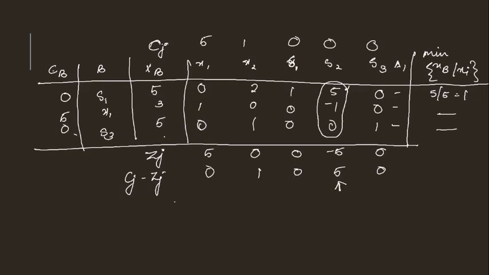So there is an entry of s2, and what about the minimum? Minimum is this row, therefore s1 will exit. And the key element is 5. Now for the next iteration, you have to again see what you get. Let's have a look at the next table.